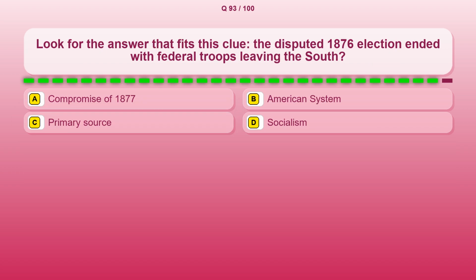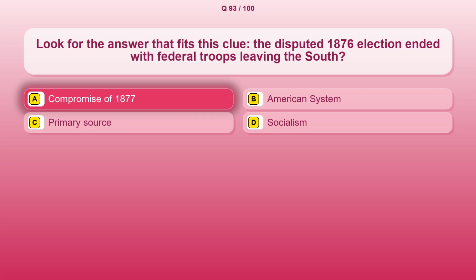Question 93. Look for the answer that fits this clue. The disputed 1876 election ended with federal troops leaving the South. Option A, Compromise of 1877. Option B, American System. Option C, Primary Source. Option D, Socialism.